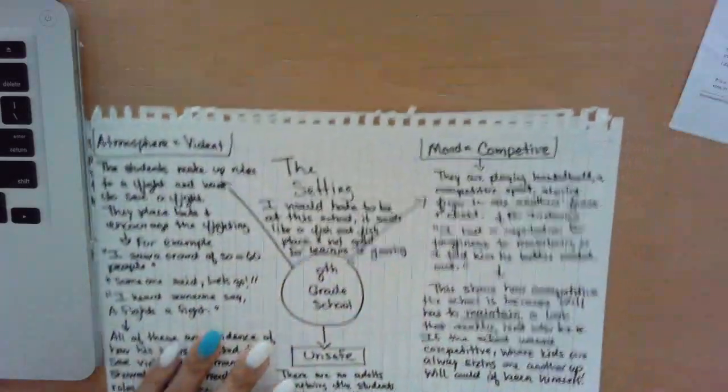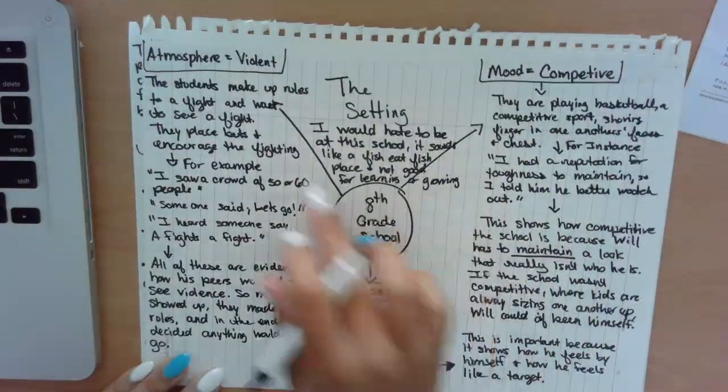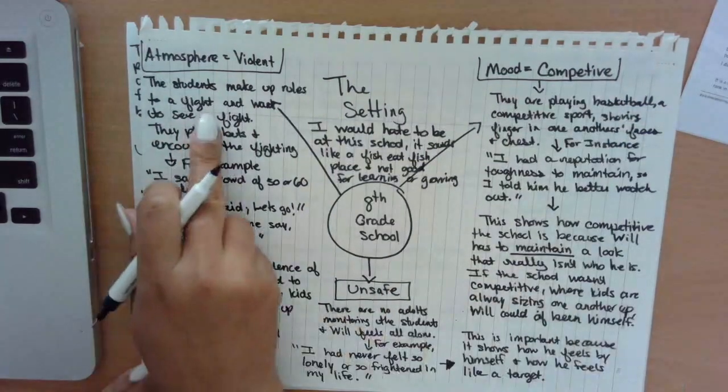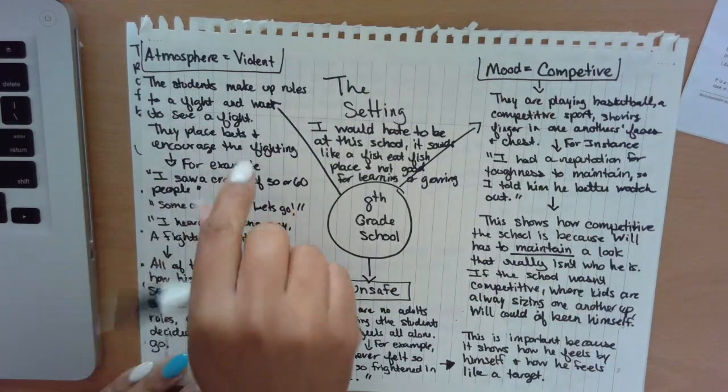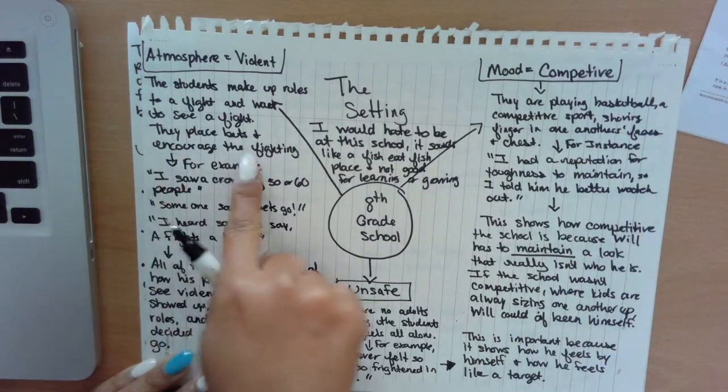Then I needed to describe the setting. So I described the setting. I described the setting as violent, competitive, and unsafe. The students make up the rules to a fight and want to see a fight. They place bets and encourage the fighting.